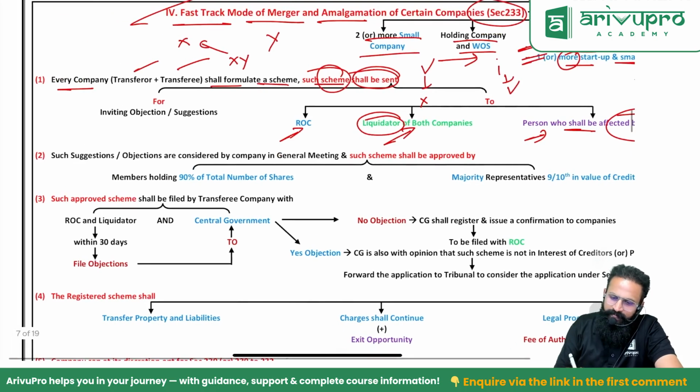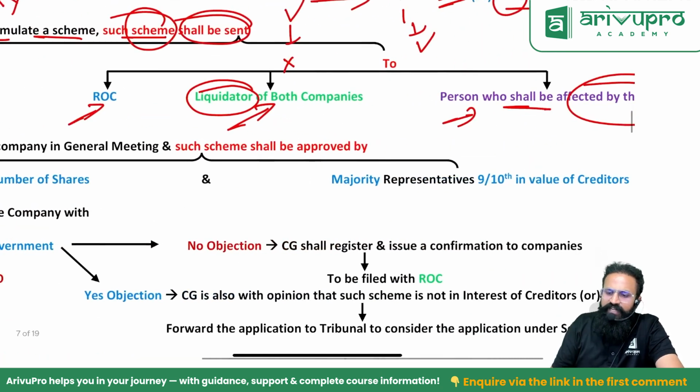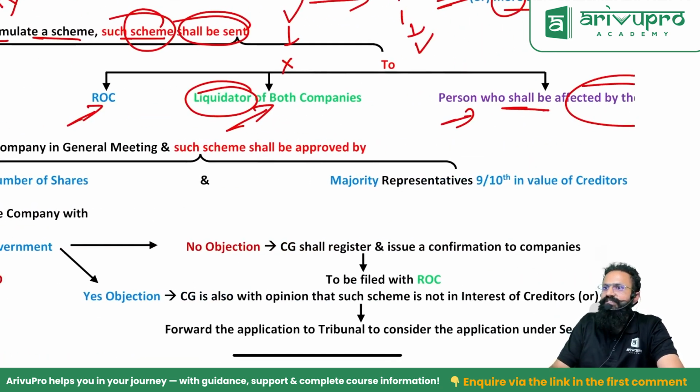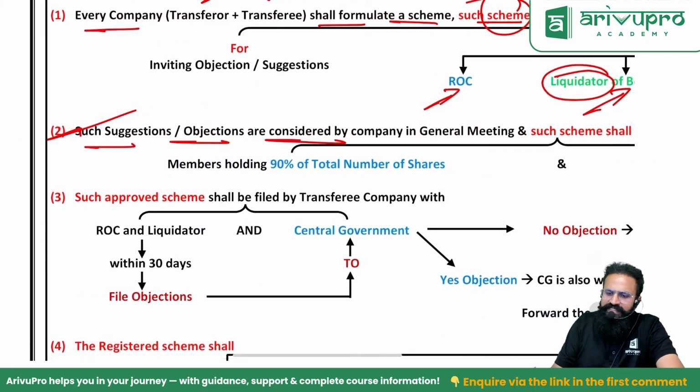Okay, now see here, such suggestions or objections, people. Why are we sending it to them? We are sending it to them for inviting suggestions or objections. ROC, if you have any problem, let me know now only. Liquidator, if you have any problem, let me know now only. We will take their suggestions, people, and such suggestions or objections are considered by the company.